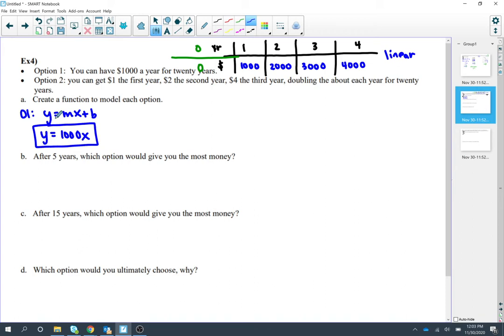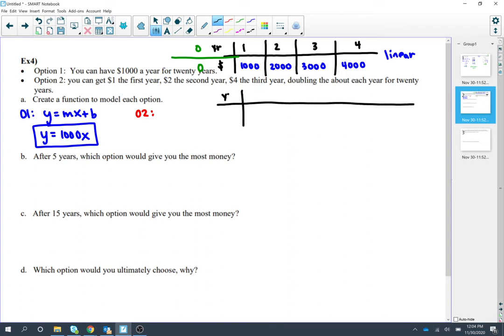The way you would test that, let's say we picked year 2. If I substitute 2 in here, y equals 1,000 times 2 is $2,000. That's how much money I have in the account. Now, option 2. A little bit more tricky, but we're going to start the same way. Let's take a look at a table.